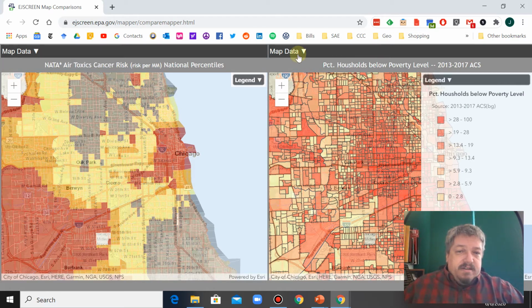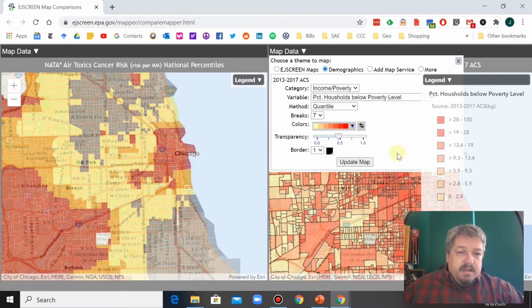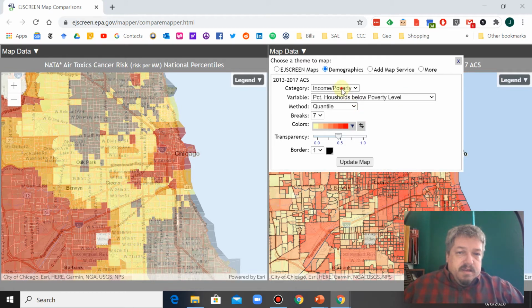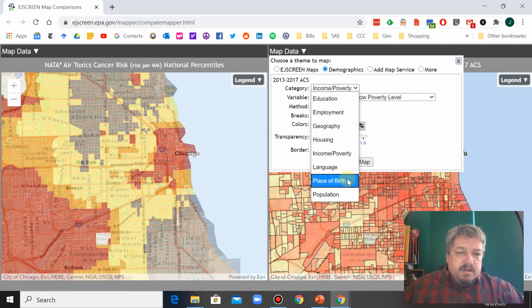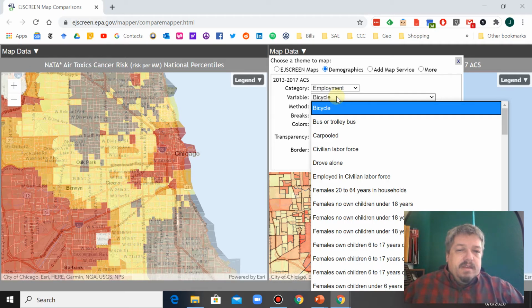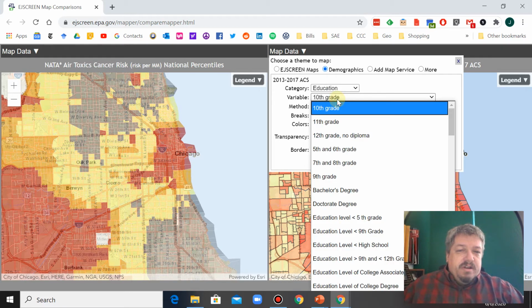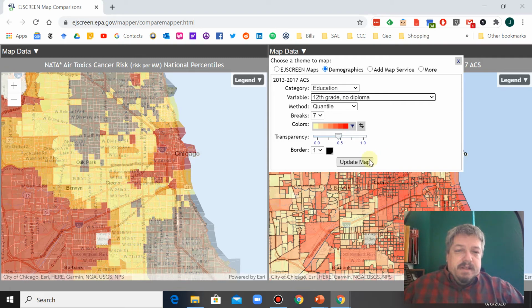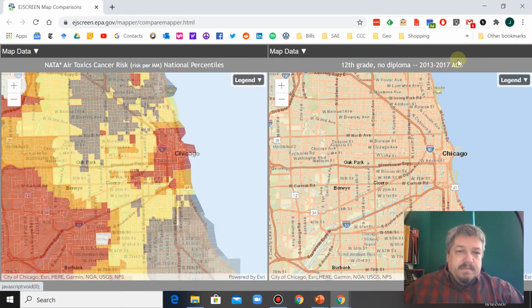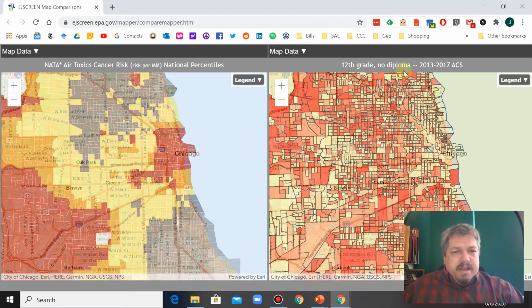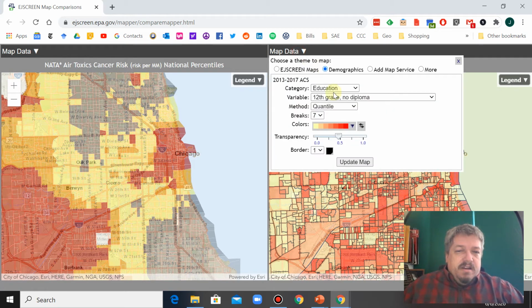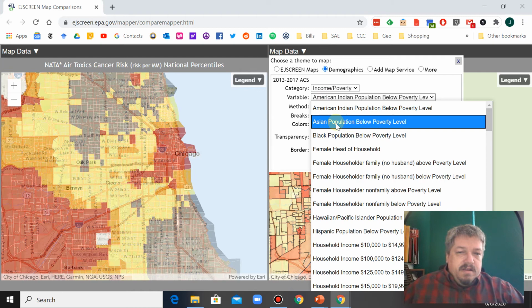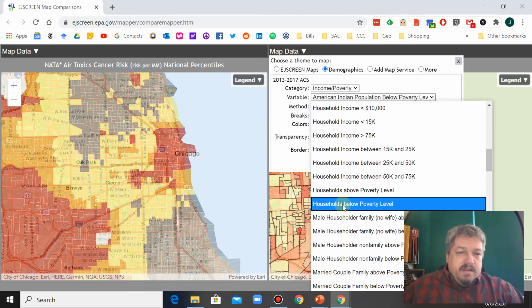Let's look at how about employment? Oh, that's not what I want. How about education? What's the highest? So basically people who have gone to high school but no college. Update the map. Maybe not a good one. Let me try this. Let's go back to poverty. Households below poverty level.